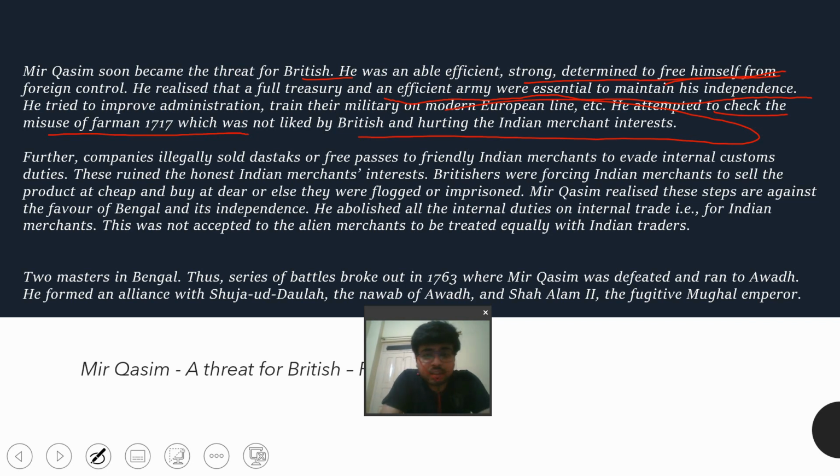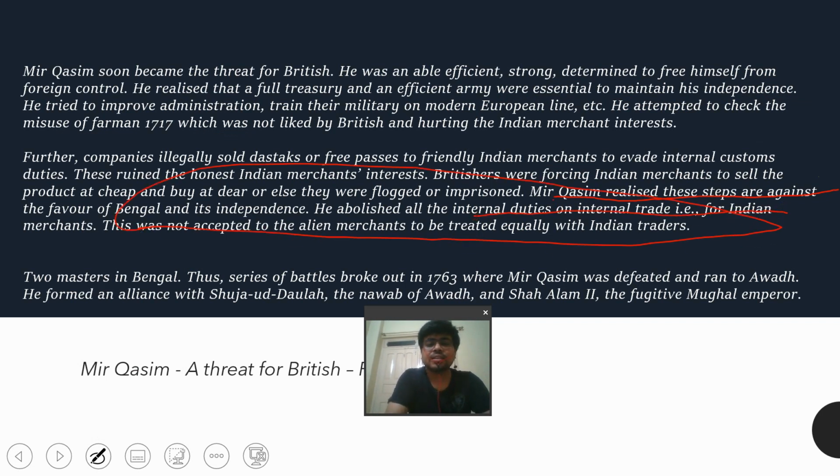Further, the company illegally sold dastaks, or free passes, to friendly Indian merchants to evade internal customs duties. This ruined the honest Indian merchants' interest. Britishers were forcing the Indian merchants to sell their products cheap and buy the British products dear, else they were flogged and imprisoned. Mir Qasim realized these steps were against the favor of the Bengal government and its independence. He abolished all the internal duties on the internal trade for Indian merchants. This was not accepted by the alien merchants, that is, the British.